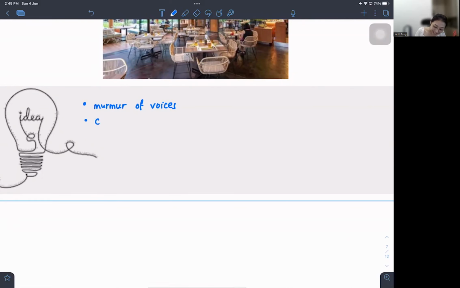We can also talk about clinking of glasses. We have clinking of cutleries. We have clanking of pots. Now, I do want to bring your attention to the words clinking and clanking. What is the difference between clinking and clanking? Clinking is softer when I'm talking about glass. Clanking is more strong. Yeah, correct. Clinking is softer. Clanking is actually more strong. Think about pots. Okay? Very good one.